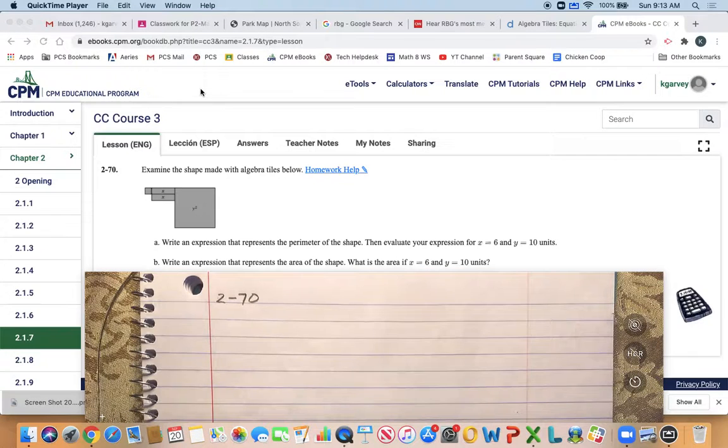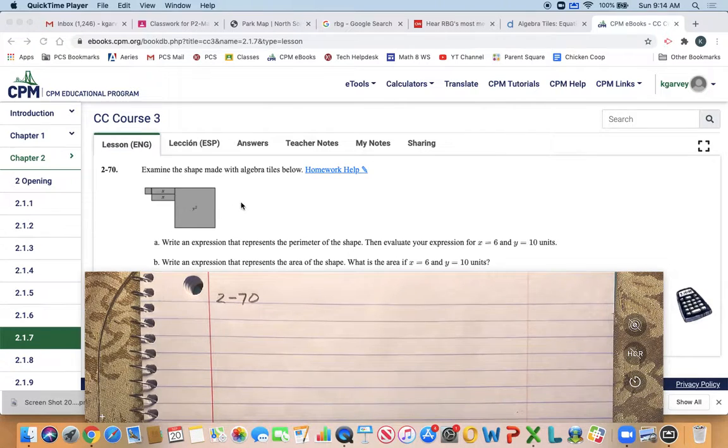Problem 2-70, which says examine the shape made with the algebra tiles below. So here's our shape. And then it says write an expression that represents the perimeter of the shape. Then evaluate your expression for x is equal to 6 and y is equal to 10 units. Okay, so the perimeter, you will remember, is the distance around a shape.